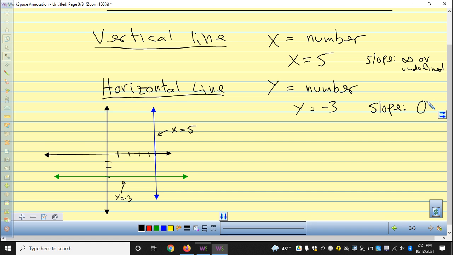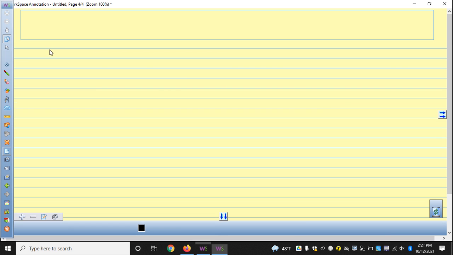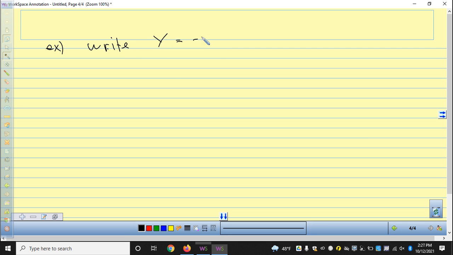All right. What if we want to convert y equals mx plus b form? So y equals -3/5 x plus 4. We want to write that in standard form. So we want to change this from slope-intercept form to standard form. Well, we do that by clearing the fractions, or clear the fraction.